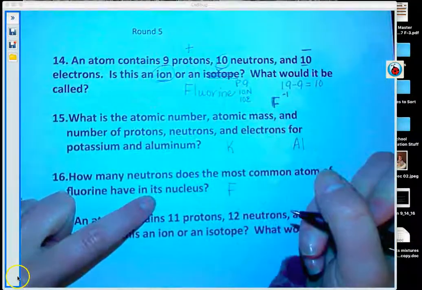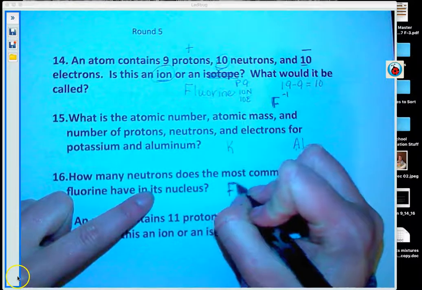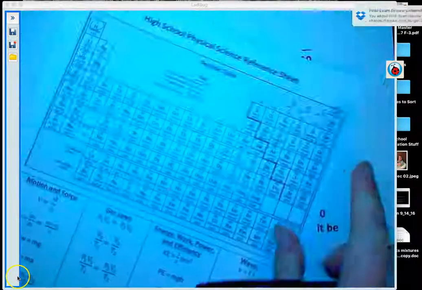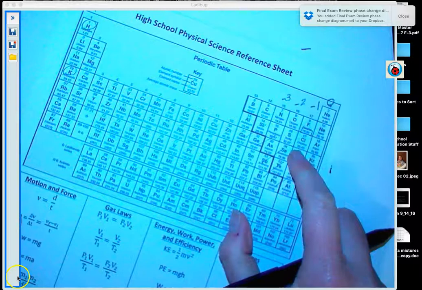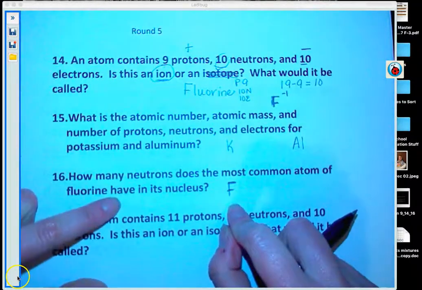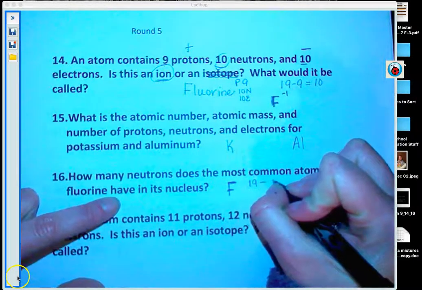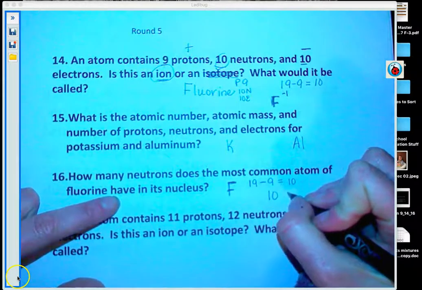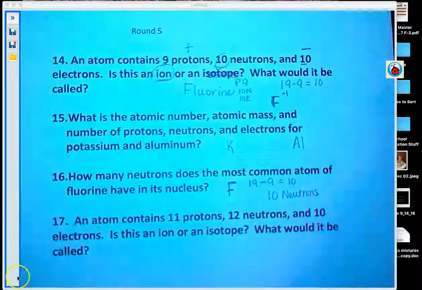I'm going to go over this one more time though, because everybody seems to forget how to figure out the number of neutrons. The most common number of neutrons is going to be what's on this periodic table. The periodic table shows the normal, most common things. So in this case, we have an atomic mass of 19 minus 9 protons equals 10. So the most common form of fluorine has 10 neutrons.